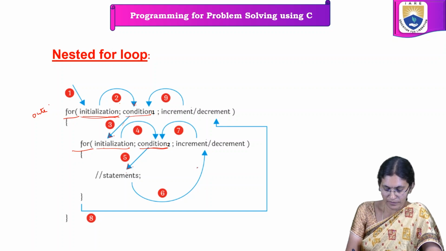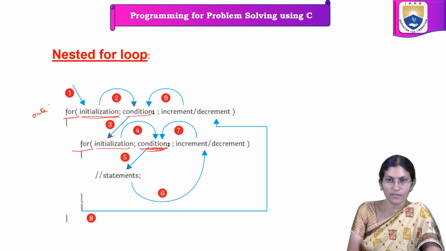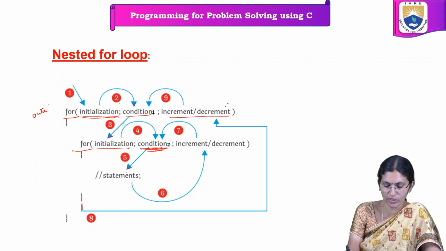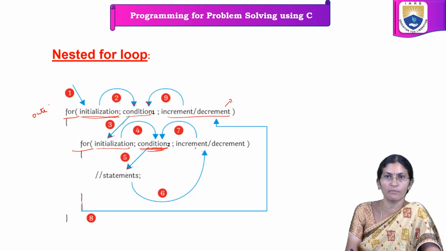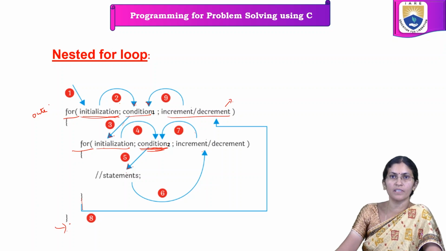Then after that, the next step is increment or decrement. This loop will go on repeating until this condition becomes false. Once this condition becomes false, control is transferred immediately out of the inner for loop and then the update or increment operation is performed. After that, the condition is evaluated in the outer for loop. If this condition is true, again the inner for loop will be repeated. If this condition is false, then the control is transferred out of the for loop.